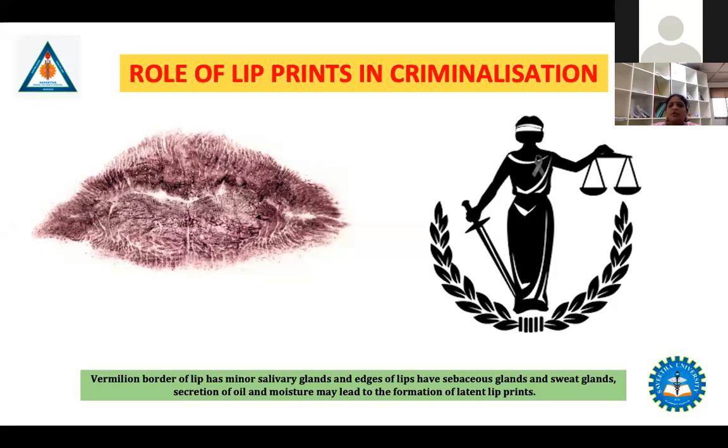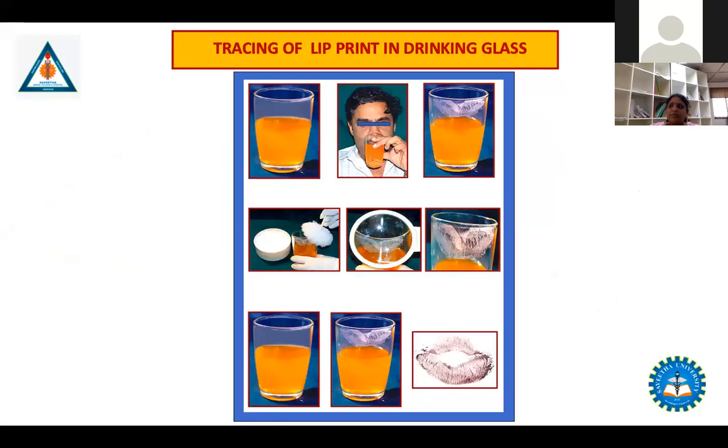Yes. The vermilion border of the lip has minor salivary glands, and there are a lot of sebaceous glands and sweat glands because it is in the zone of transition between the inner labial mucosa and the outer skin. So the secretion of oil and moisture will definitely help in leaving latent lip prints, which can be collected later from crime scenes. To prove the significance of lip prints in criminalization, with the help of fingerprint experts, I attempted tracing these lip prints from drinking glasses using fingerprint powder. With their expert help, I was able to trace lip prints from the drinking glasses and compare them with the lip print of an individual who used these glasses, and matching was done.